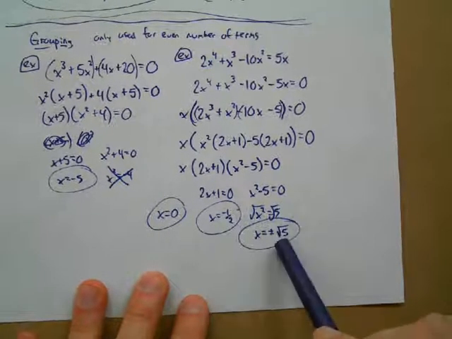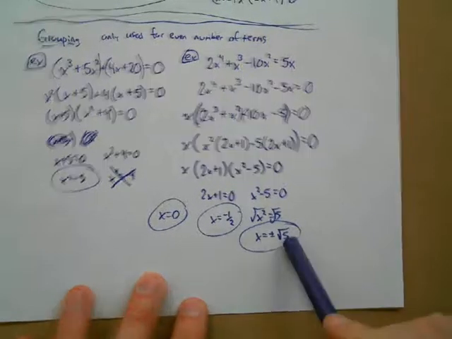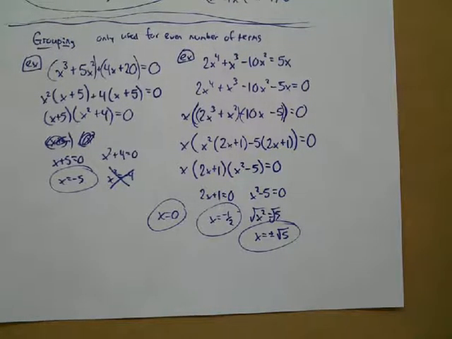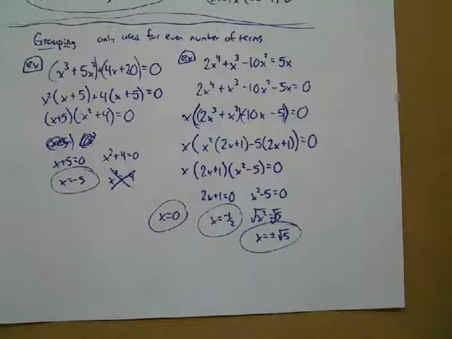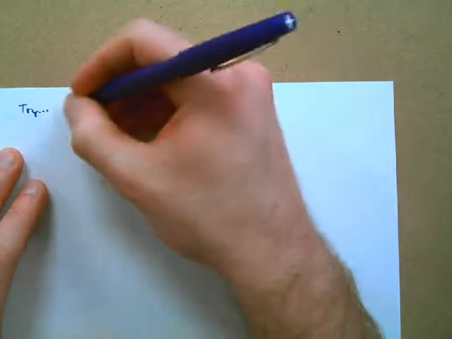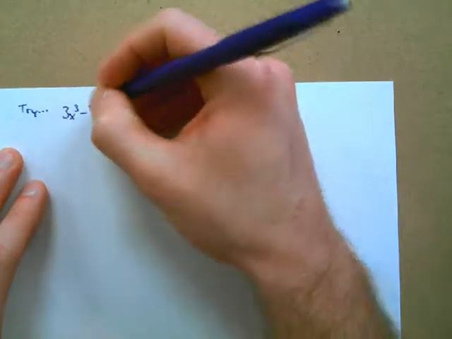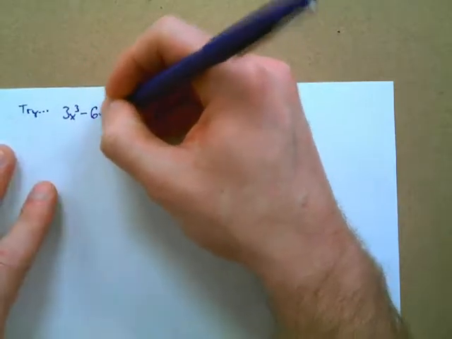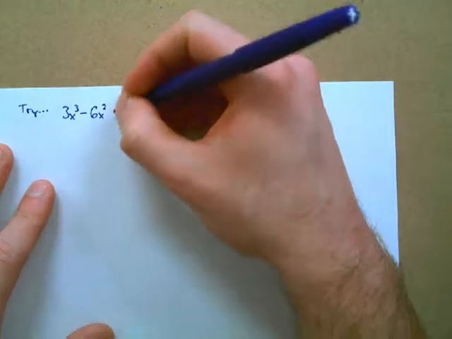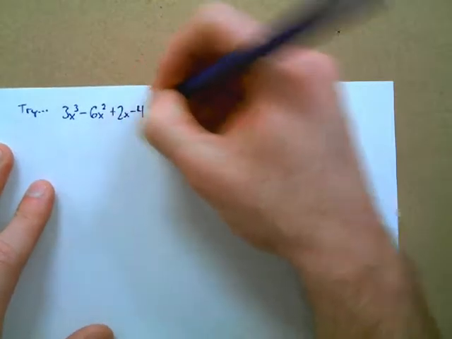Questions on any of that? All right, and here's one for y'all to try. 3x cubed minus 6x squared plus 2x minus 4 equals 0. Go ahead and give that one a try. Again, solve for all real solutions, please.